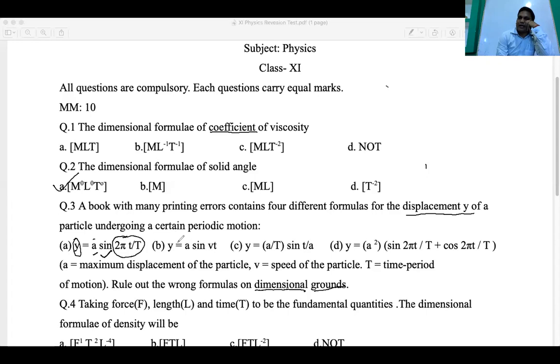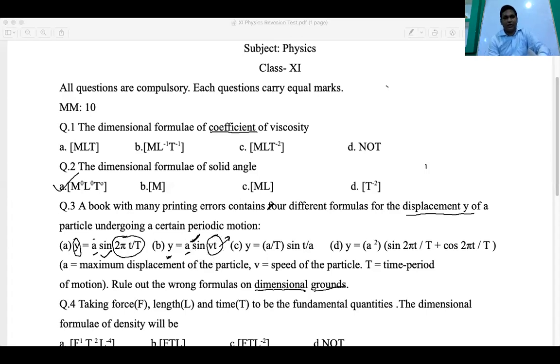Y is equal to a. But if you are seeing that sine is there, whatever it is, the argument will be dimensionless. So we need to focus on dimensionless. We need to focus. Dimensionally correct, sir? It means you will take the sine as a whole.